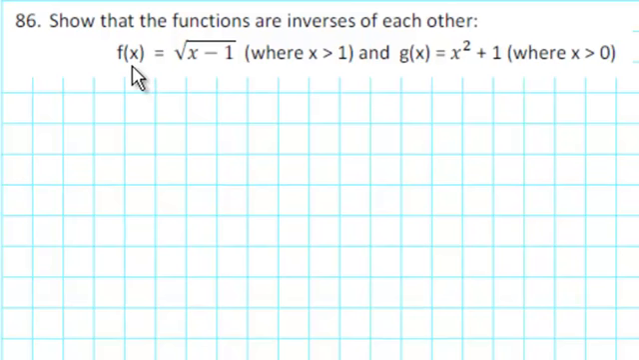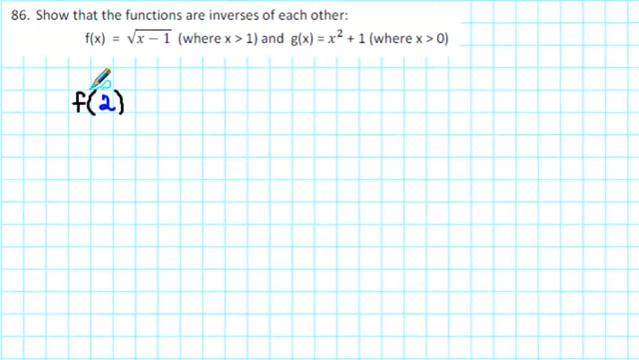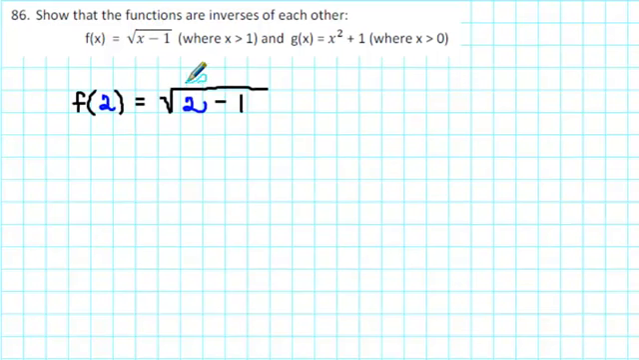So for example, we're given that f of x is the square root of x minus 1, where x is greater than 1. Let's pick a number greater than 1, like the number 2, and we'll apply f to the number 2. To evaluate f of 2, we'll first need to take 1 away from 2, and then take the square root of the result. We get the square root of 2 minus 1, which simplifies to 1. So when we apply f to 2, it transforms the number 2 into the number 1.